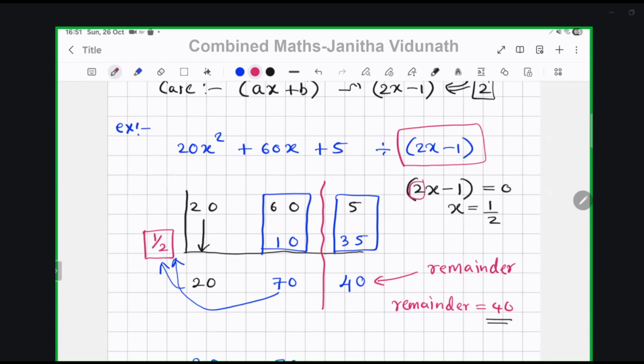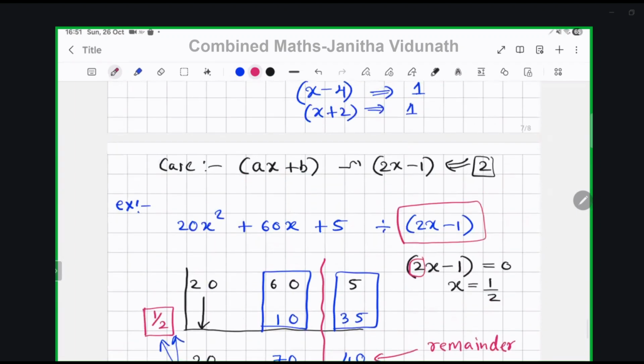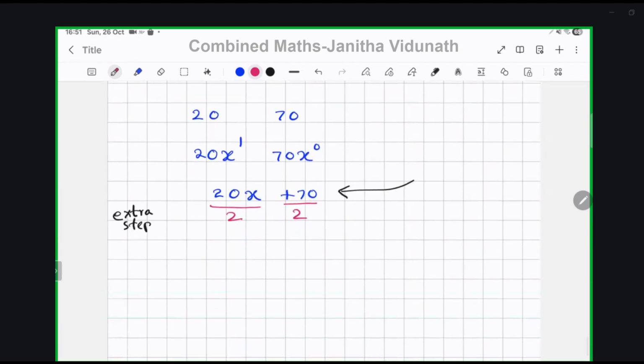The extra step is we need to divide all the terms in our quotient by the coefficient of the x term in our divisor. That means we divide all the terms by 2, because here the coefficient of x in our divisor is 2. This is our leading coefficient of our divisor. This is the extra step we need to follow when we have divisors like ax minus b, ax plus b. That means our final answer should be 10x plus 35.